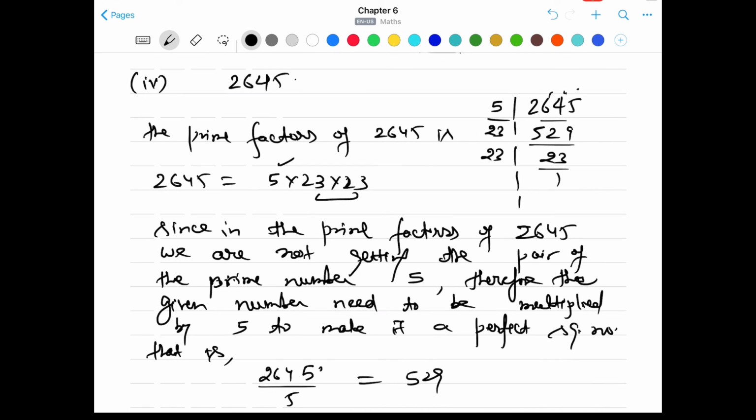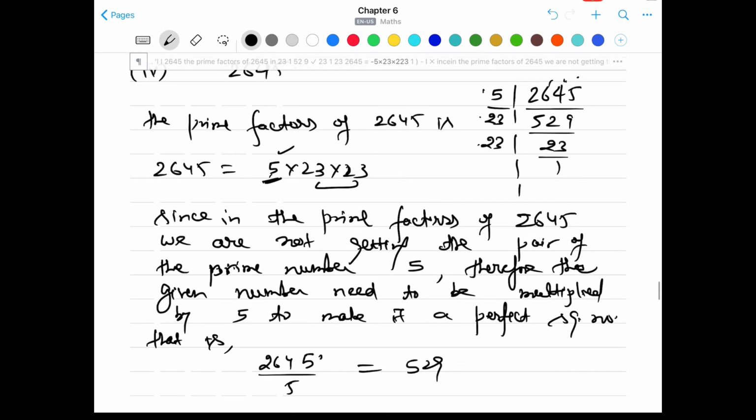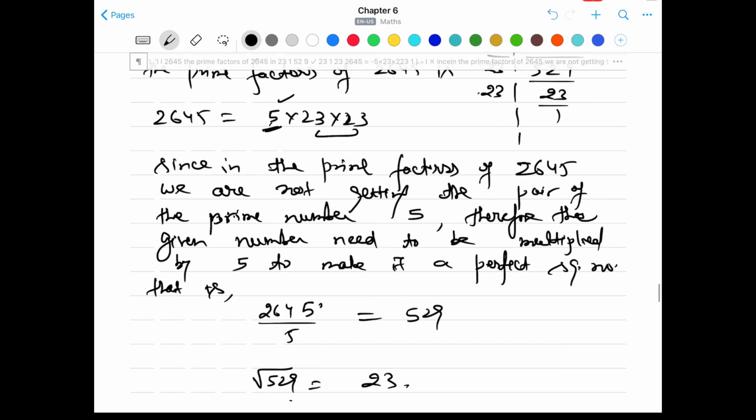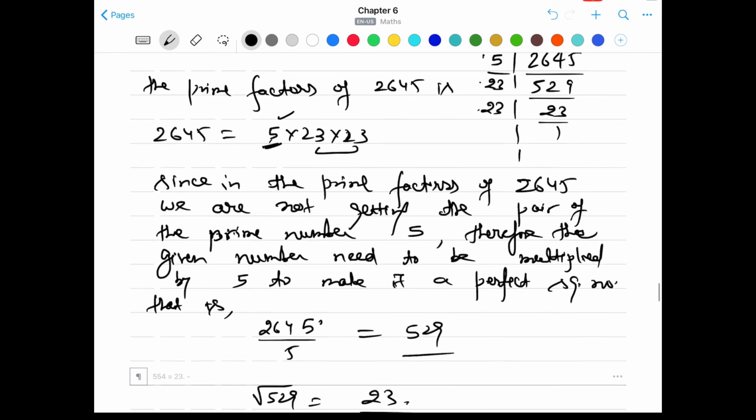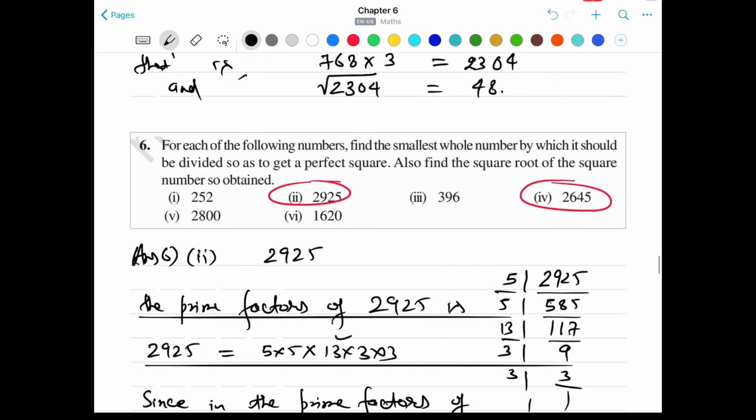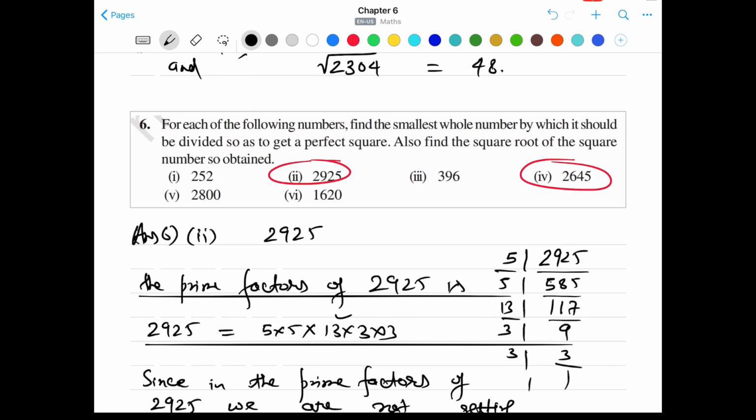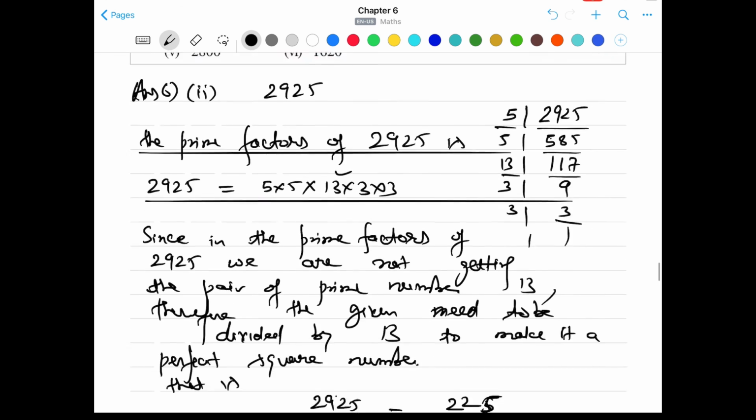So simply we have this number, we have to find its prime factors. In the prime factorization we are getting 5, 23, 23 and 23, so clearly we are not getting a pair of the number 5. That means we need to divide this number by 5 to make it a perfect square number. After dividing by 5 we'll get the number 529, which is the square of 23. Okay, that's the answer of part 4 of this question number 6. I have done two parts, the remaining will be done by you in a similar way.